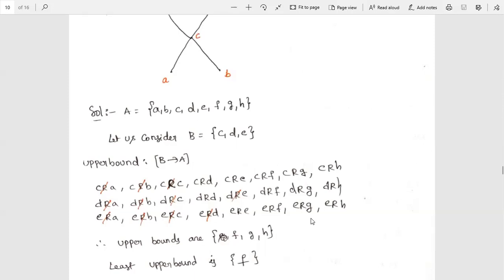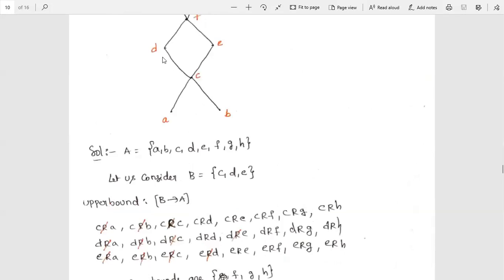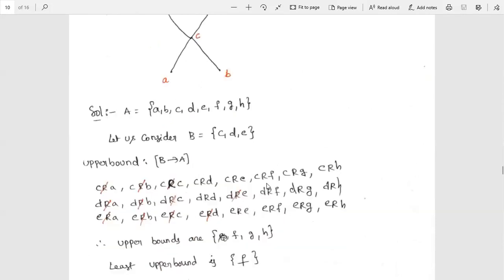Which one is the least upper bound? F is the least upper bound of these three elements, because F is nearer to C, D, E. So F is the least upper bound of the given set B. Okay, next we find the lower bound.